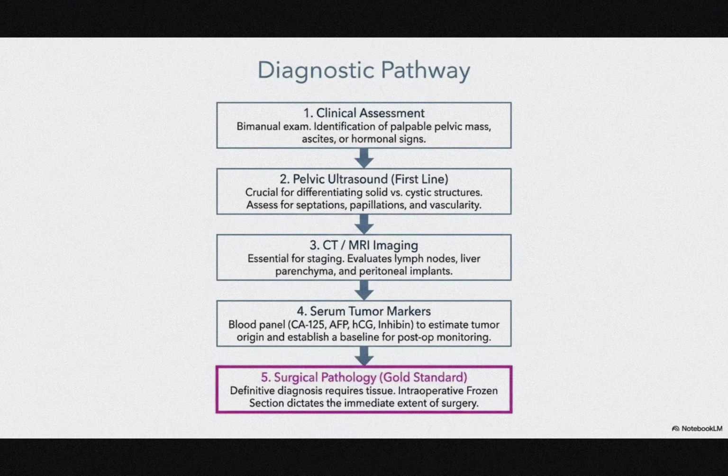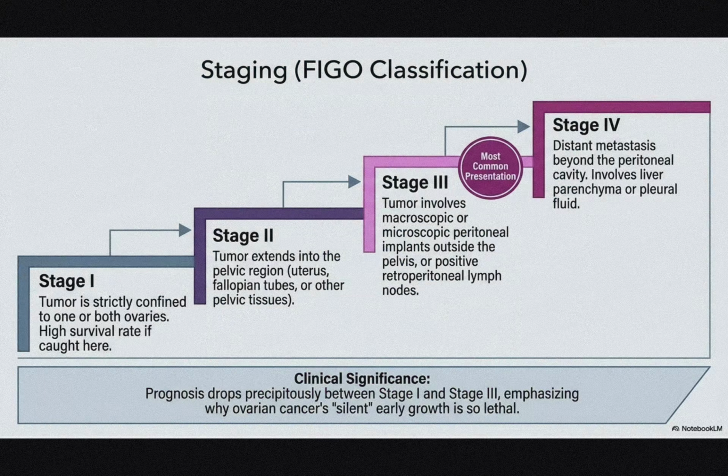Next, CT or MRI imaging, essential for staging of ovarian tumors. Evaluates lymph nodes, liver parenchyma and peritoneal implants. Serum tumor markers, blood panel, we have CA125, AFP, alpha fetoprotein, hCG, inhibin to estimate tumor origin and establish a baseline for post-op monitoring. Next we have surgical pathology, the gold standard. Definitive diagnosis requires tissue. Intraoperative frozen section dictates the immediate extent of surgery.